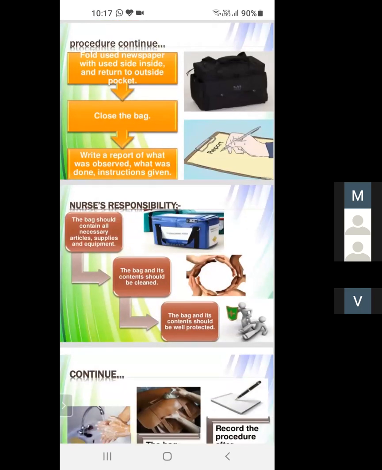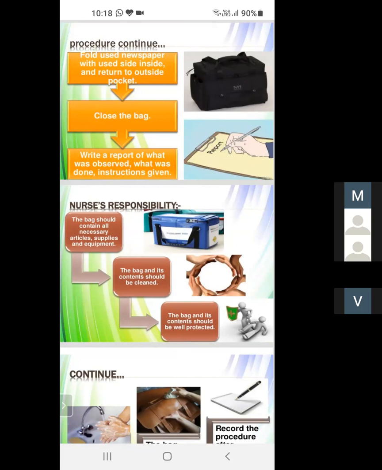Okay, nurse's responsibility: the bag should contain all necessary articles, supplies and equipment. You should maintain all articles. Yesterday also I told about home visiting, means we plan the home visiting. It means what purpose we are going to that home, what type of visit we are doing. You should plan. Based on that planning, you should arrange the bag also. That is the nurse's responsibility.